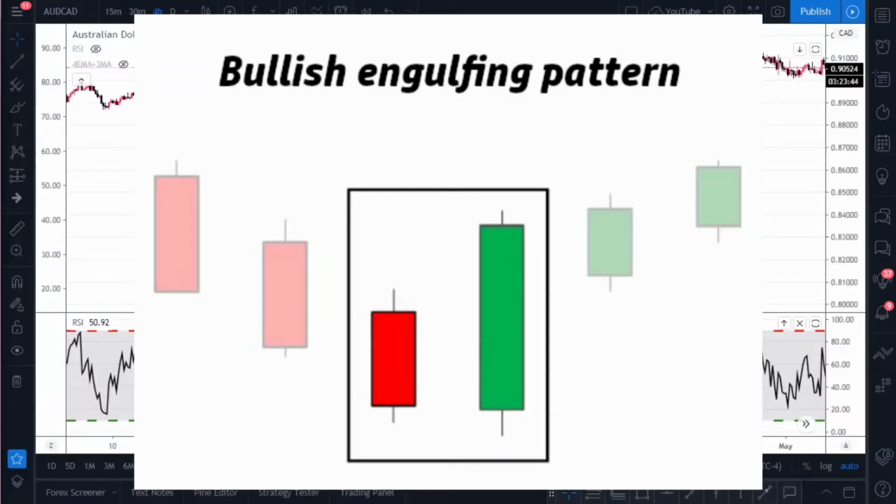Now, in the example, you see the red candles going down. You see a small sell candle followed by a large green buy candle, okay? The green buy candle is completely engulfing the red candle. That means the body of the buy candle is completely covering the movement that the red sell candle made.